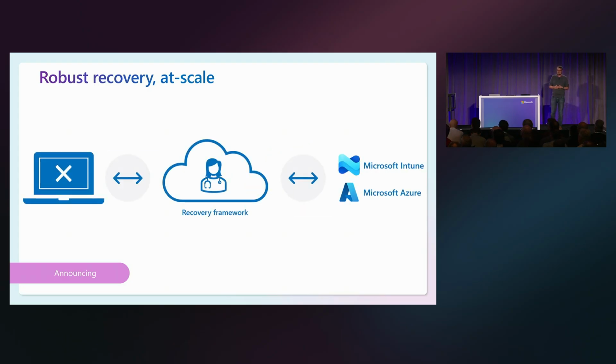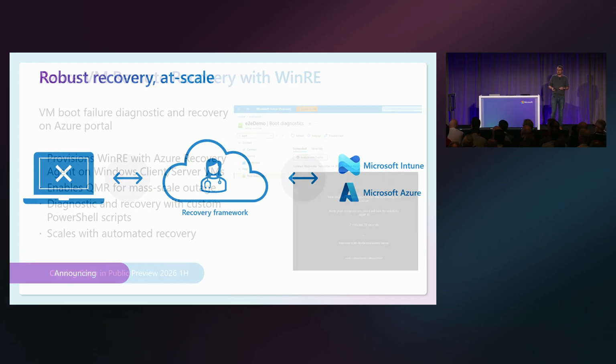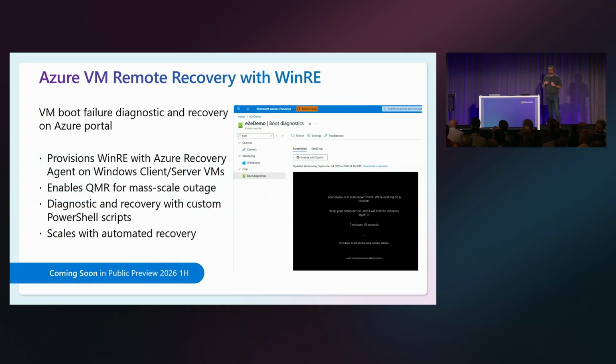So when remote recovery is provisioned, WinRE will automatically and securely connect to the management tool that it is registered with. So that might be Intune, that might be Azure for our servers, or third-party MDMs can also build on top of the plugin model. So going time-based, we'll first talk about Azure VM recovery with WinRE.